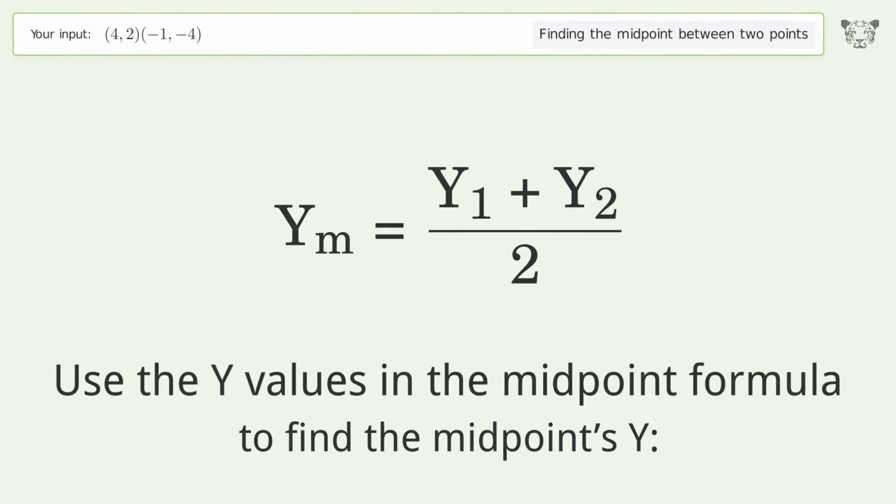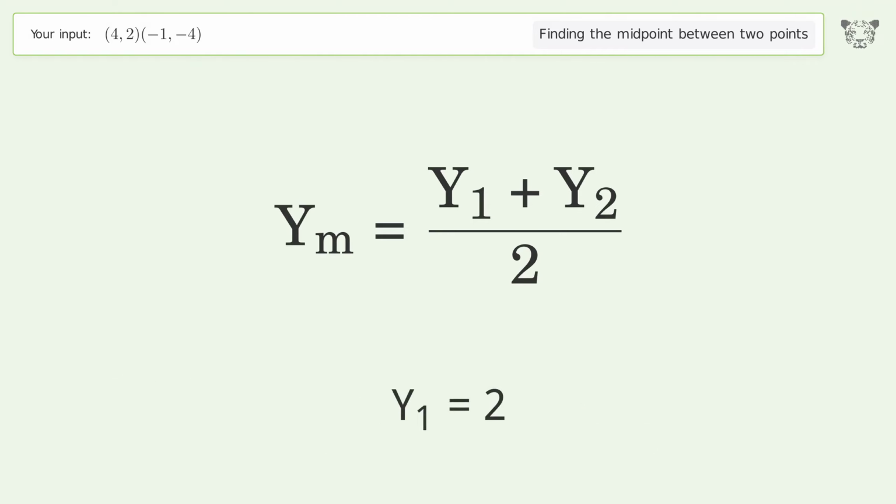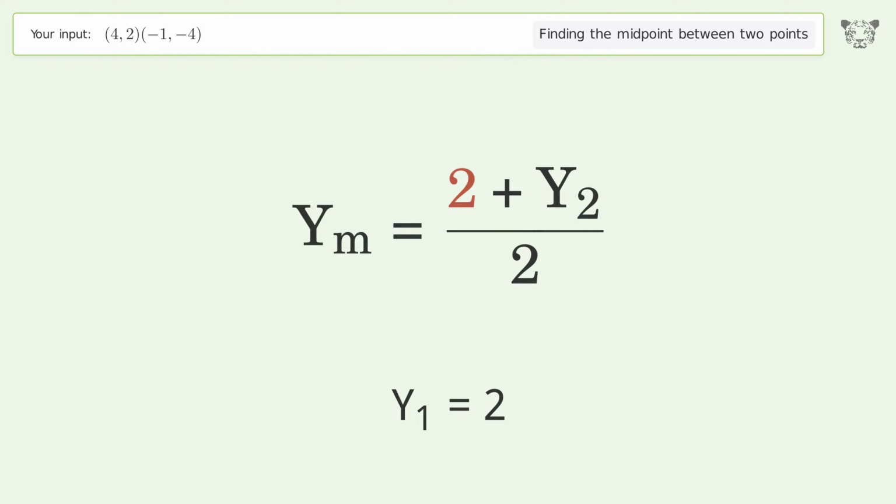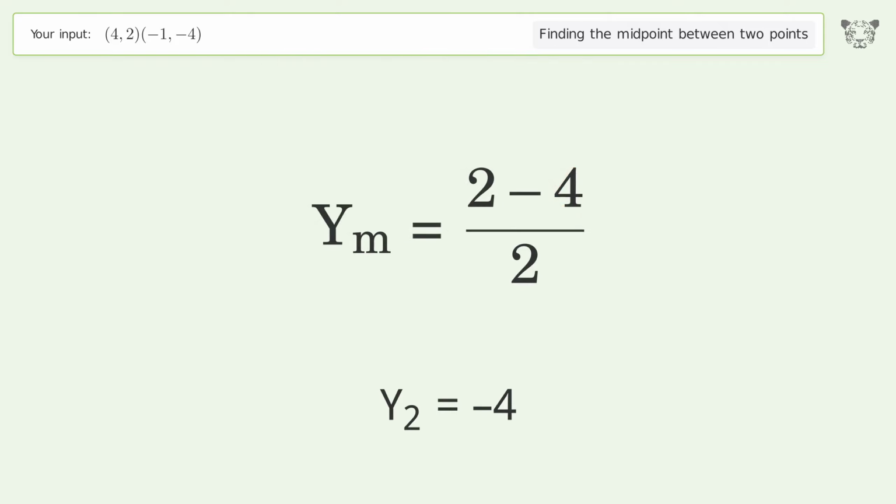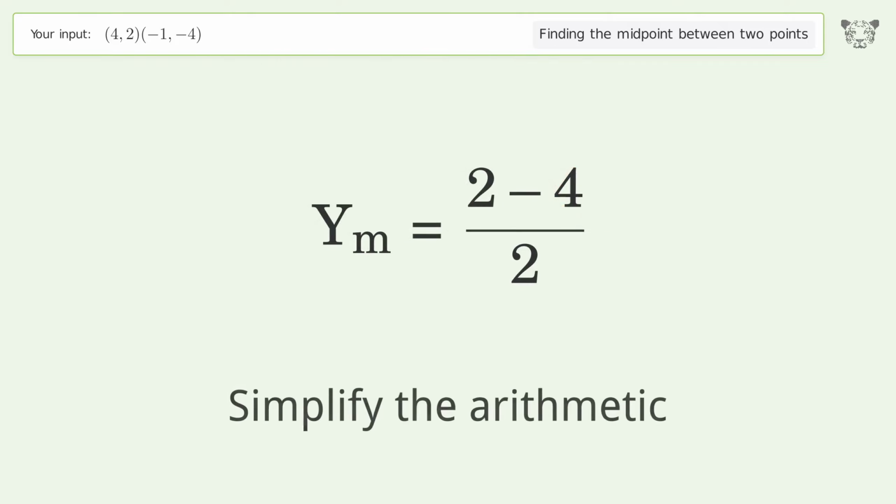Use the y values in the midpoint formula to find the midpoint's y. y1 equals 2. y2 equals -4. Simplify the arithmetic.